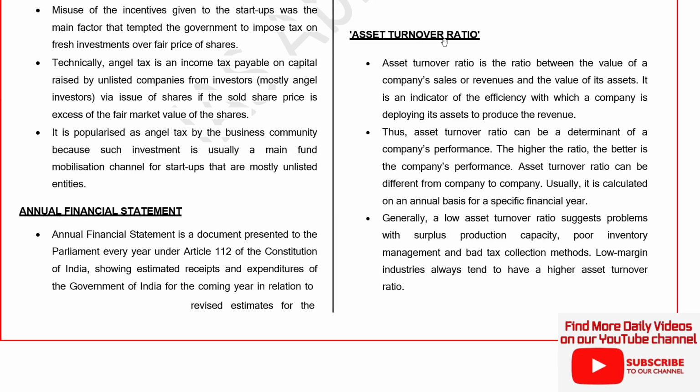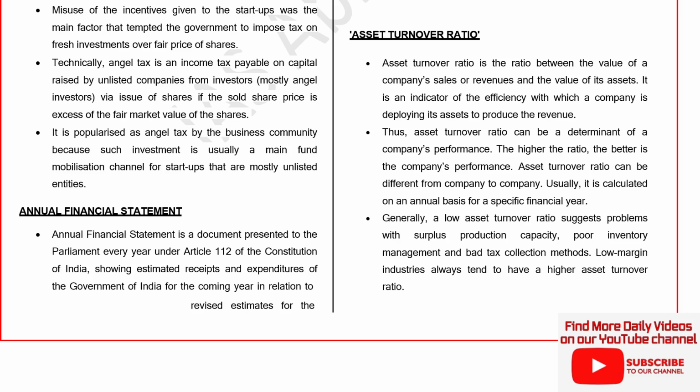Moving to asset turnover ratio. Most of the time the word itself is self-explanatory, but let's see. The asset turnover ratio is a ratio between the value of a company's sales or revenues and the value of its assets. So the sales or revenue is being compared with the value of the company's assets. That ratio is called the asset turnover ratio.